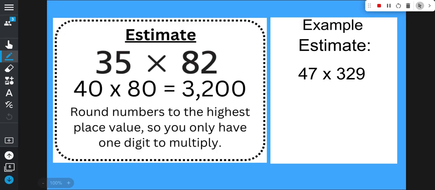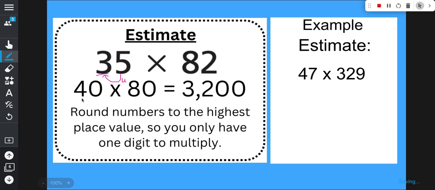The next thing we're going to talk about is estimating. Estimating is a great thing to do to make sure that your answer makes sense. So when we estimate, we're trying to get down to just 1 digit times 1 digit. So we're going to round our numbers in order to come out with the 1 digit. So I'm going to round to the highest place value. So in this case, it's the 10. The 5 is going to tell the 3 to go up.